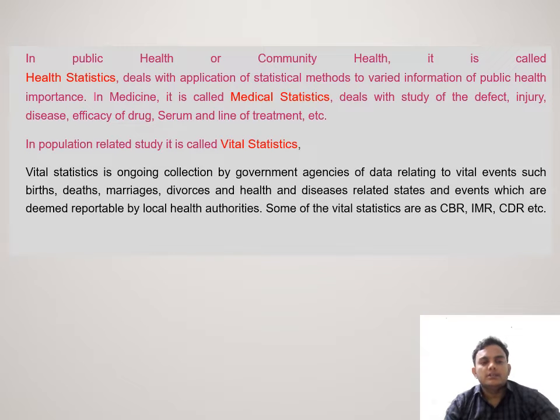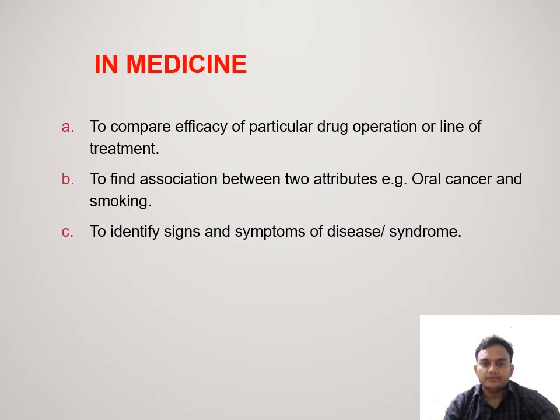Vital statistics is the ongoing collection by government agencies of data relating to vital events such as births, deaths, marriages, divorces, and health and disease related states and events which are deemed reportable by local health authorities. Some of the vital statistics are crude birth rate, infant mortality rate, and crude death rate.